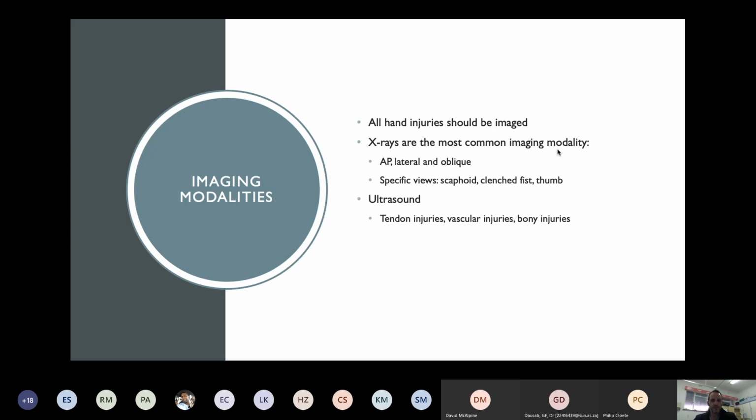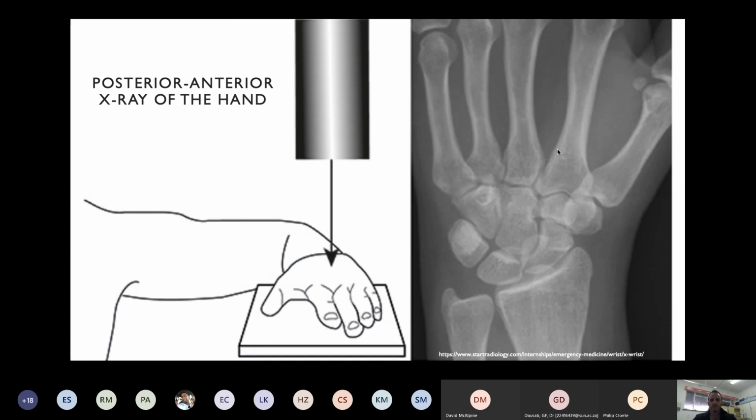Ultrasound can be used for assessing tendon injuries, vascular injuries, and in some cases it's been described for assessing bony injuries like scaphoid fractures, although the pickup rate for ultrasound in scaphoid injuries is quite low, so I wouldn't advise it. CTs we wouldn't really routinely do from an EC point of view. CT would be requested when X-rays are non-diagnostic, when the patient has persistent pain. And then MRI is hardly ever used.